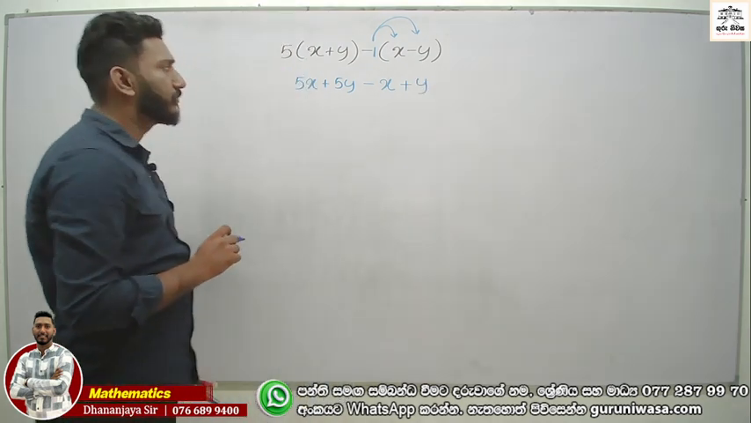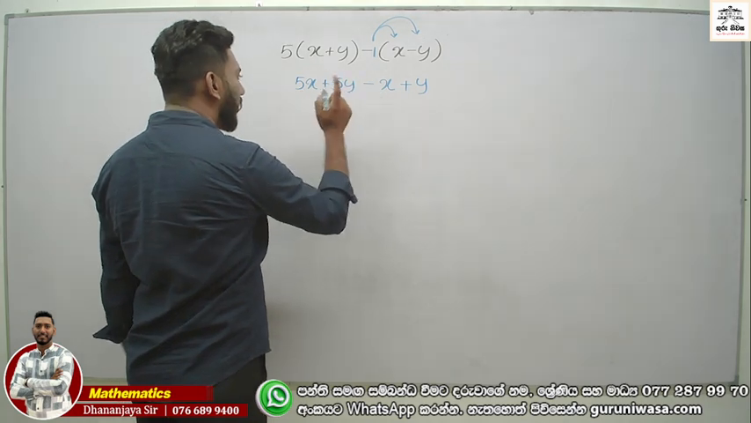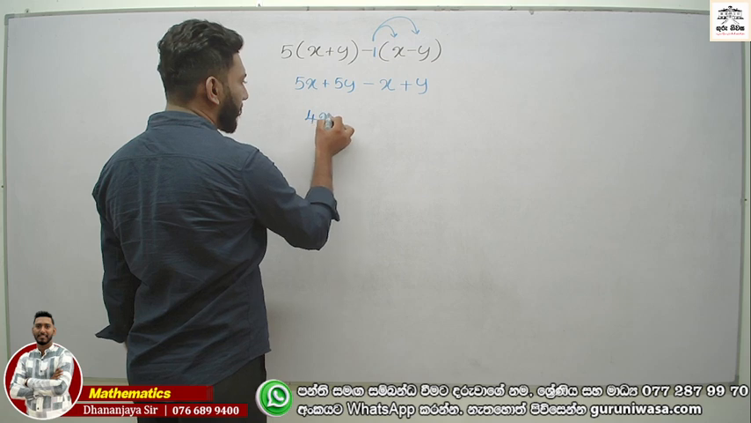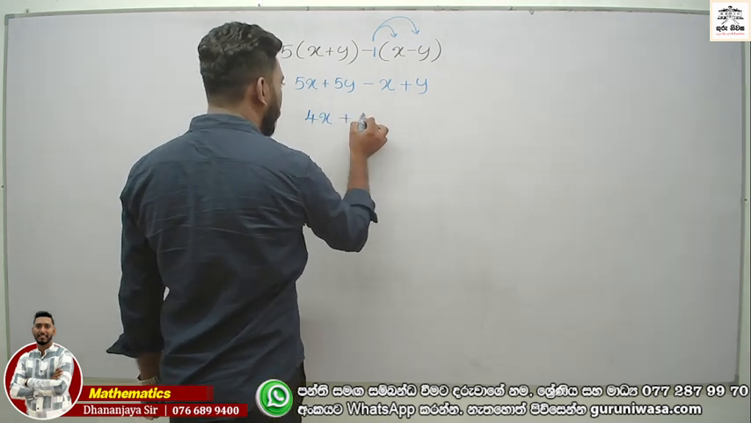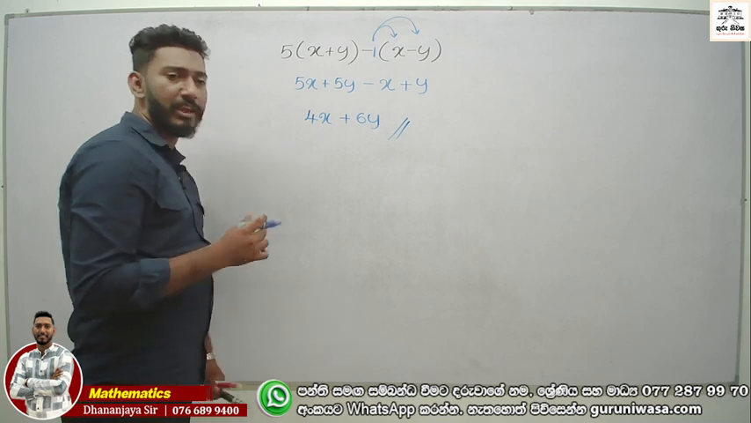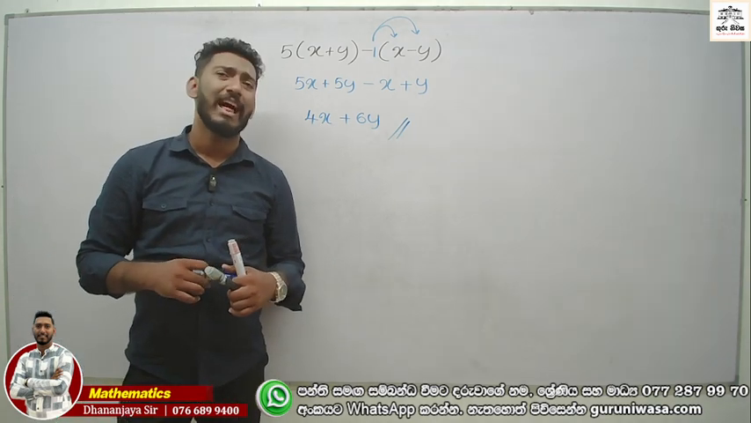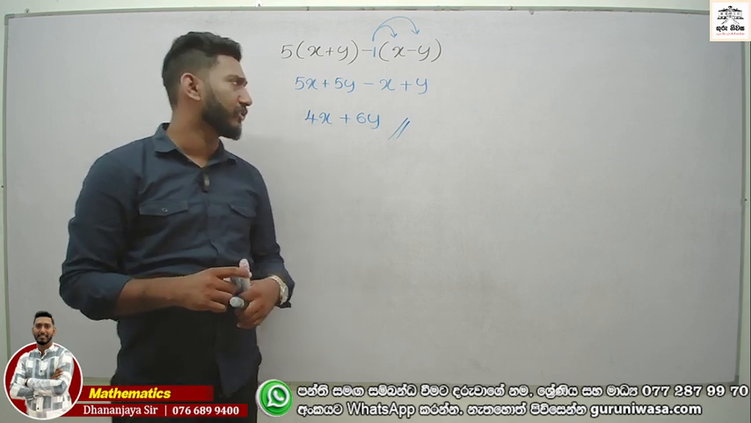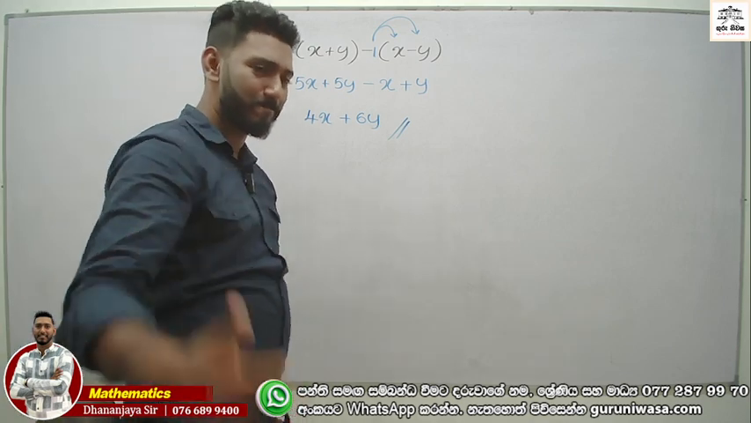Now, collect like terms. 5x minus 1x is 4x. 5y plus y should be plus 6y. Now this is the answer. We cannot simplify anymore because x and y are different terms, which we call unlike terms, right? Well done.